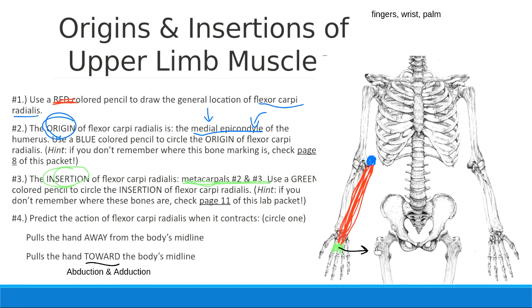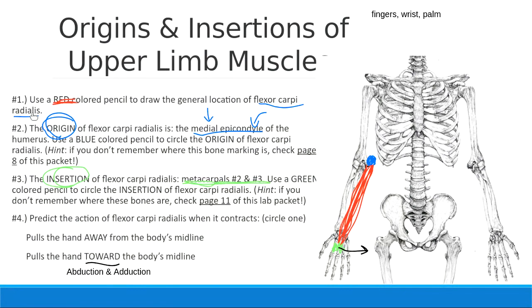And if you go back to your packet, when it talks about predicting muscle movements based on their location, it said that muscles that live on the medial side help you with the process of adduction. This muscle lives on the medial side of the arm, compared to flexor carpi ulnaris, that lives a little bit more on the lateral side of the arm. That's why flexor carpi ulnaris would actually do abduction, pull that hand away from the middle.